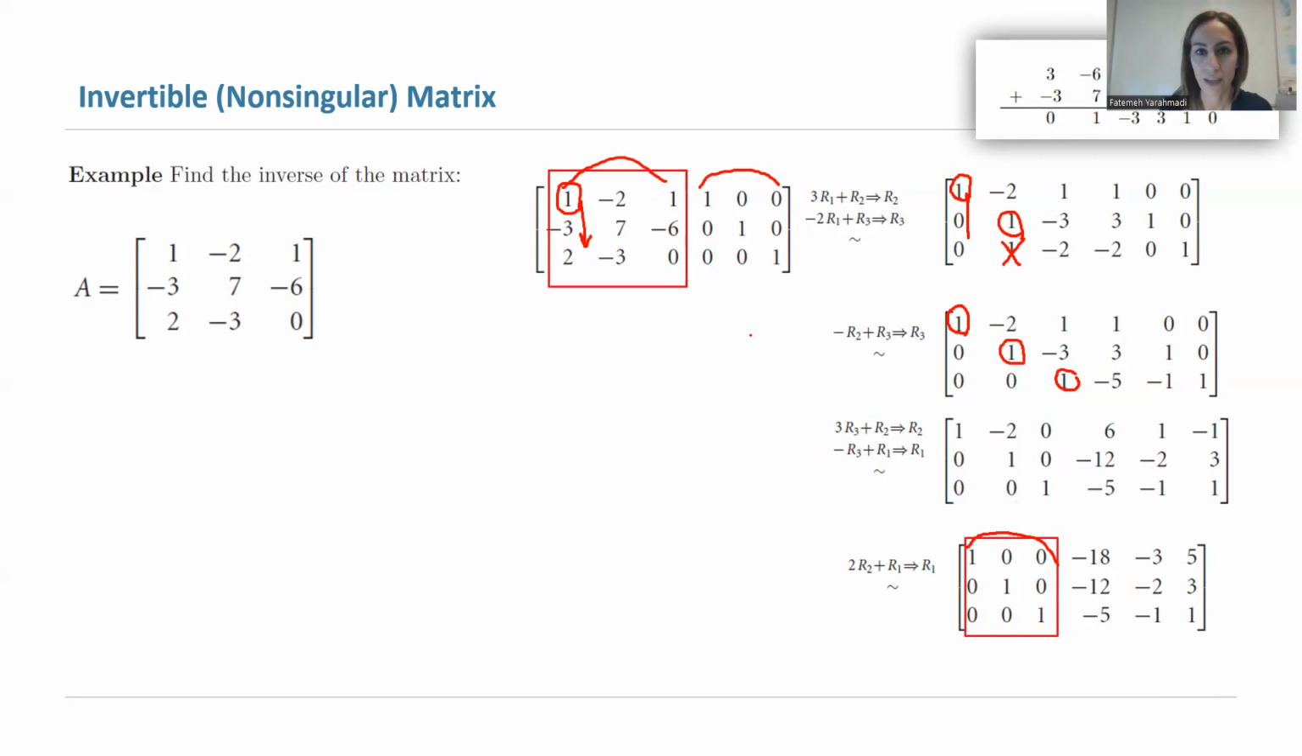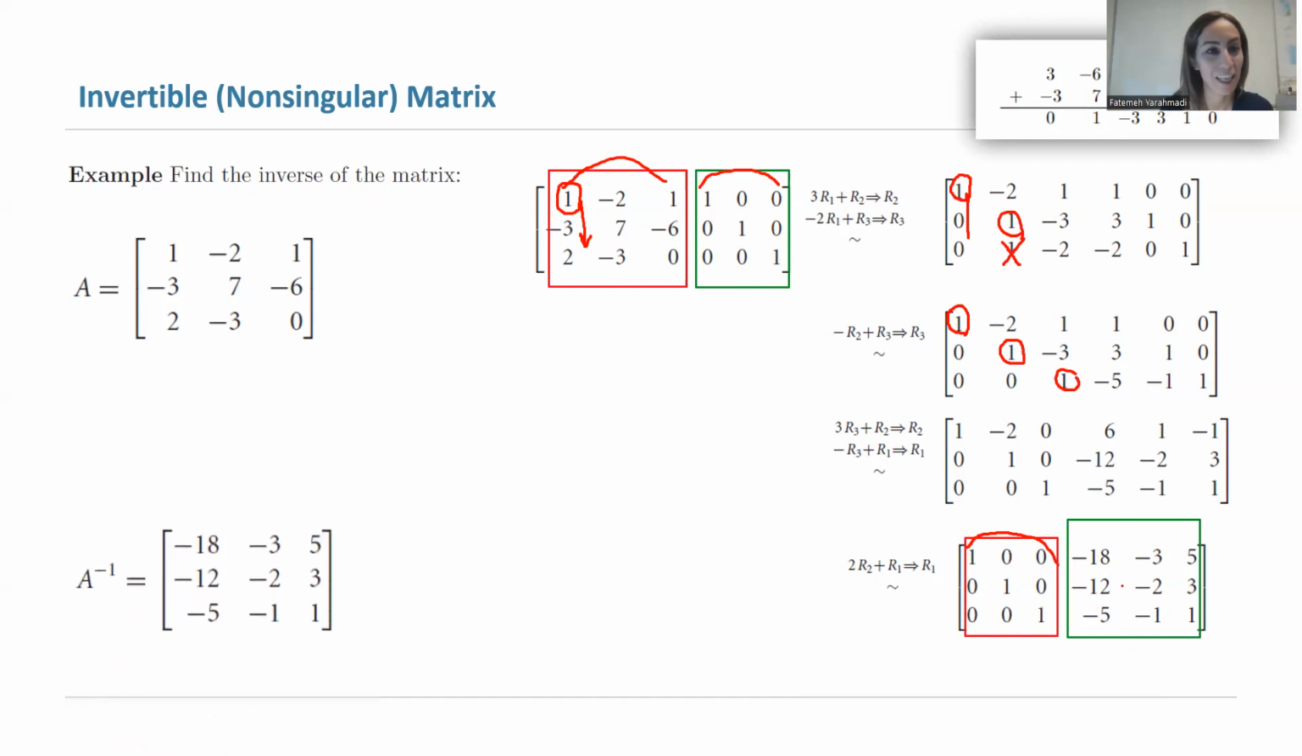We also have some observations. Our identity matrix at the beginning of the process now becomes a new matrix. This new matrix is nothing but the inverse of the original matrix.